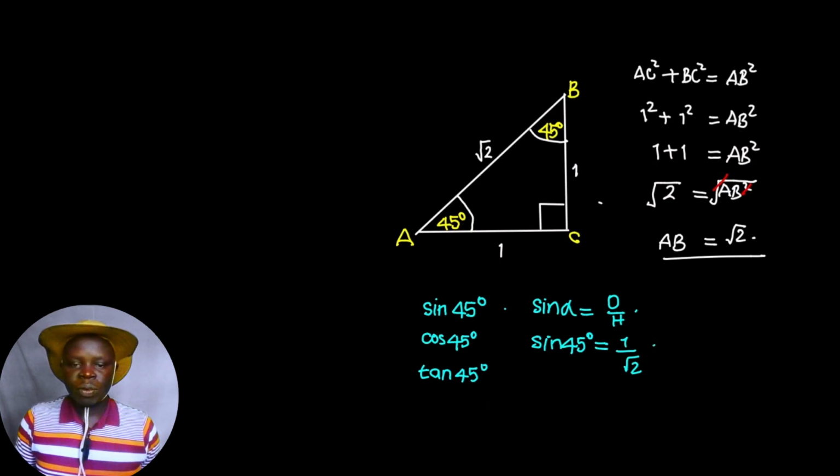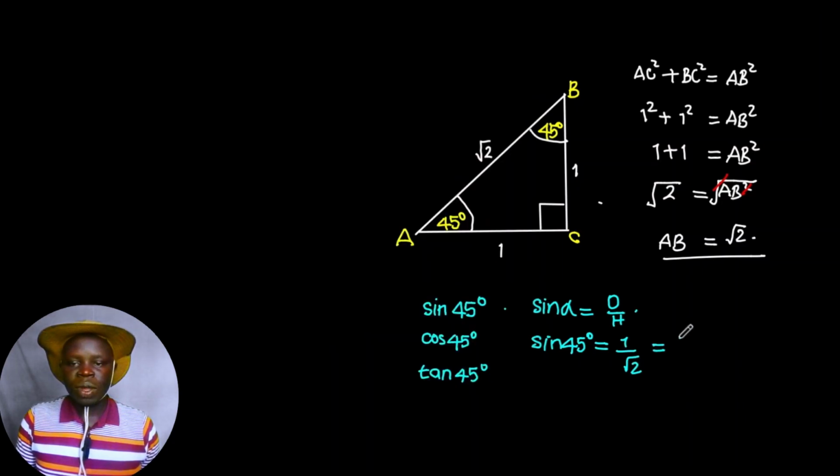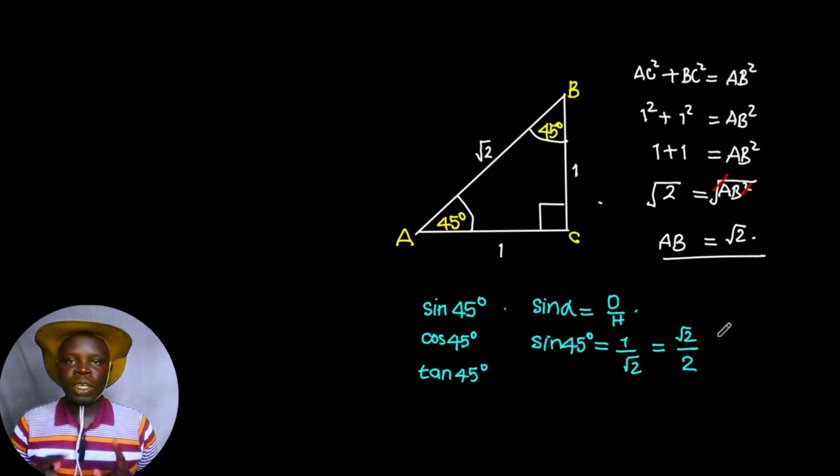So let's check with a calculator to see that it is really the same thing. Sine of 45 gives us root 2 over 2, and this is the same as what I'm explaining. Multiplying the numerator and denominator by root 2, the top stays the same, and root 2 times root 2 gives 2, because the square root of 4 is 2. Let's go to the next one.